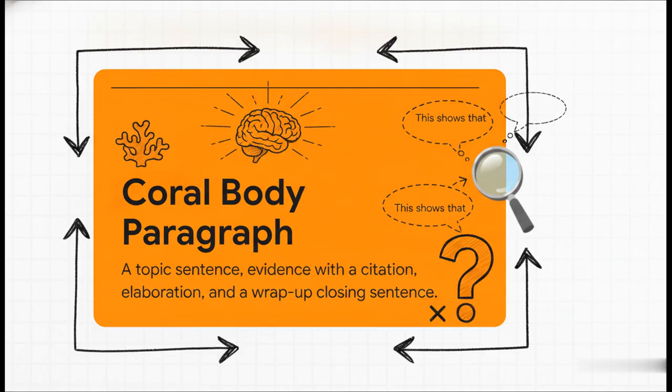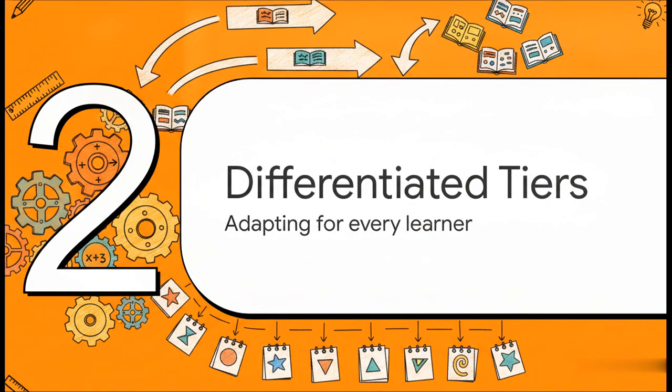And listen, here is where students literally always get stuck: the elaboration. You've got to ensure they understand that evidence just cannot stand alone. It has to be followed by elaboration, explaining what the evidence actually means. A great pro tip: teach them to use phrases like "this shows that" to force that elaboration out onto the page. Moving right along to section 2, differentiating with 3 tiers.